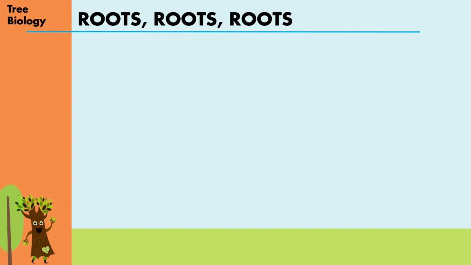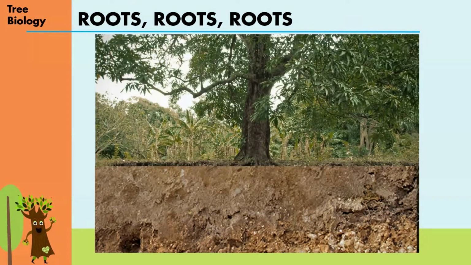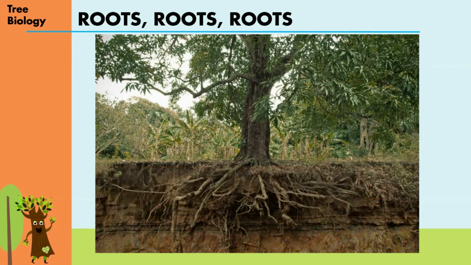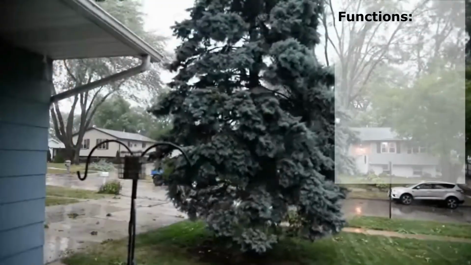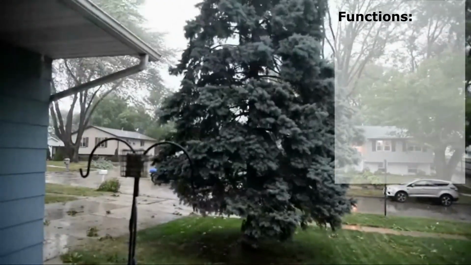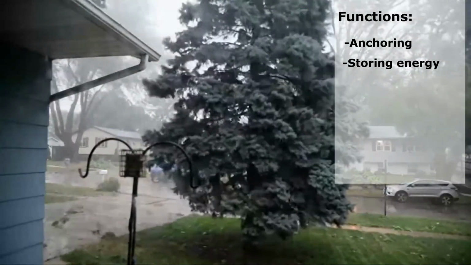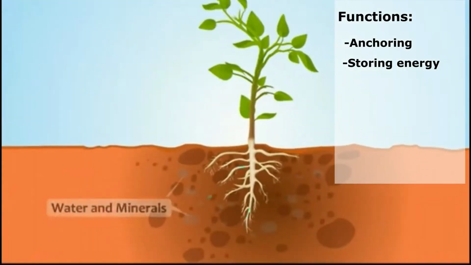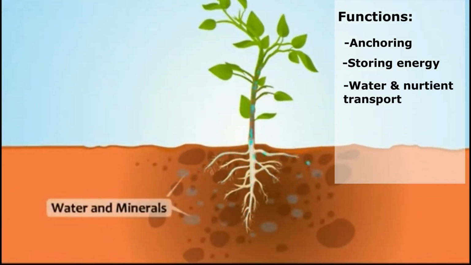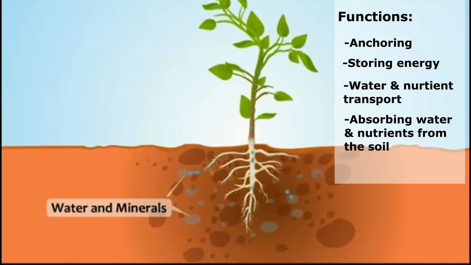Next, we're going to review the importance of roots, the invisible part of the tree, and the part that people tend to think about the least. Roots provide a number of essential functions, such as anchoring, storing energy, water and nutrient transport throughout the tree, and absorbing water and nutrients from the soil.